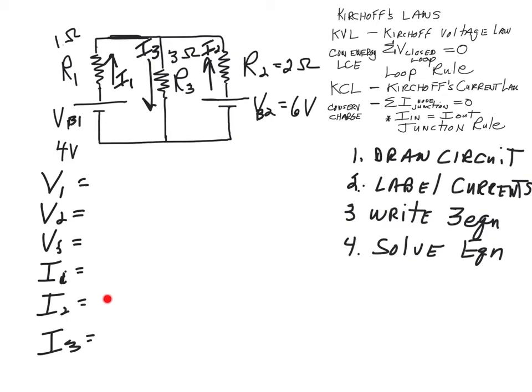Now, it looks like we have 6 unknowns, but once we get the 3 currents, because we know the resistance, we can easily calculate the voltage, right? The voltage across resistor 1 will be the current through 1, once we have it, times the resistance of resistor 1, and so on for the other 2. So really all we've got to do is solve for the currents. We need 3 equations, 3 unknowns, and we're going to get those equations by using Kirchhoff's laws. So we've drawn the circuit, we've labeled the currents, now we have to write the 3 equations.